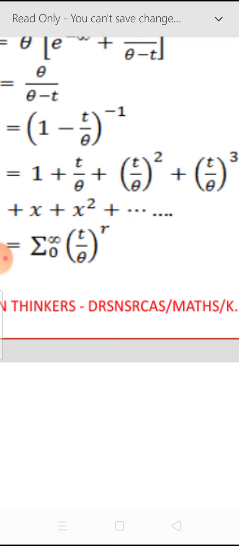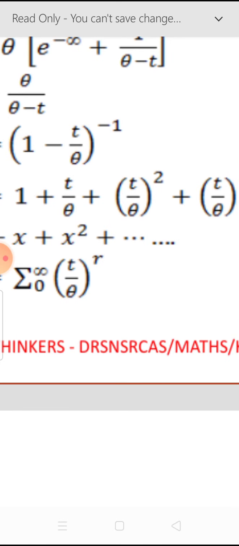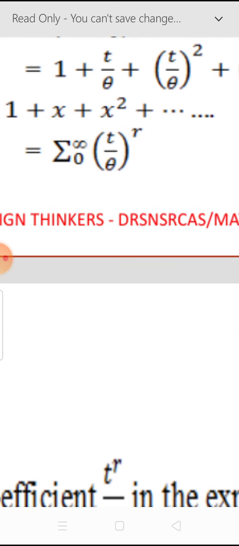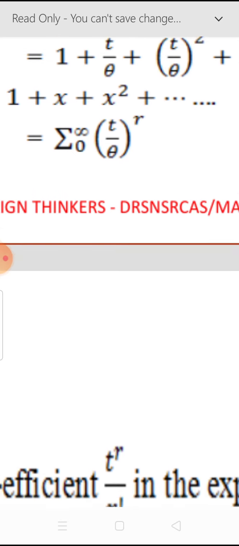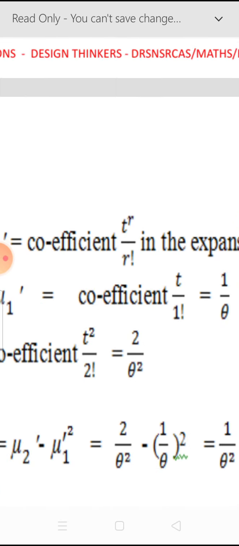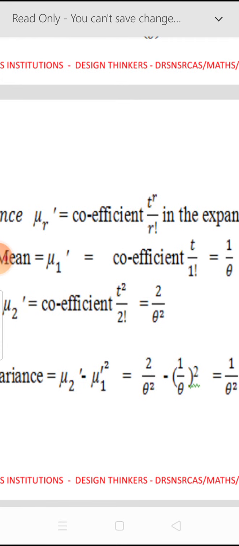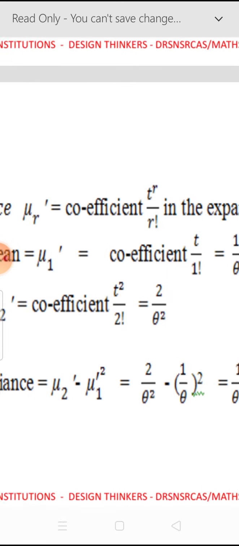But here you need the coefficient of t square by 2 factorial, and no 2 factorial is present. So multiply and divide by 2 factorial, whose value is 2 into 1, that is 2. In the term t by theta whole square, you multiply and divide by 2, and finding the coefficient of t square by 2 factorial, you will get 2 by theta square as the answer.